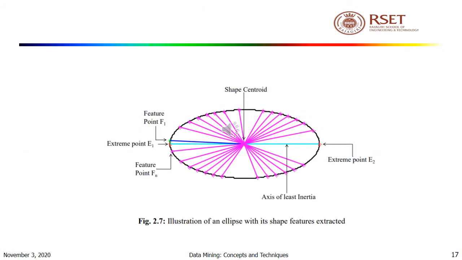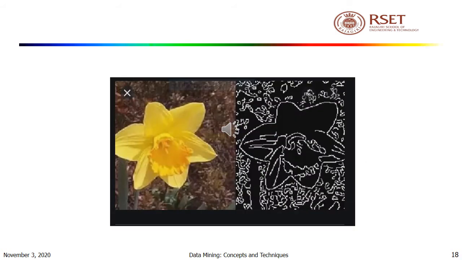Let's see the different shape features for a particular geometry, that is, an ellipse. Here you can see features like extreme points, focus points, shape centroid, and the axis of least inertia, which can be extracted from an ellipse. This is another example of shape feature extraction using edge detectors. There are many edge detectors available, like Canny, Sobel, Roberts, and Prewitt.